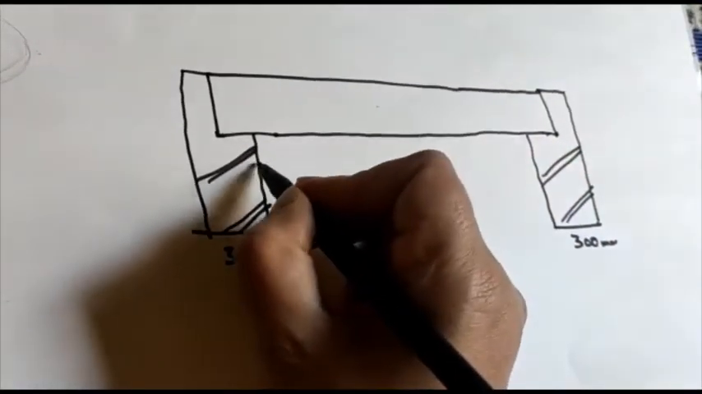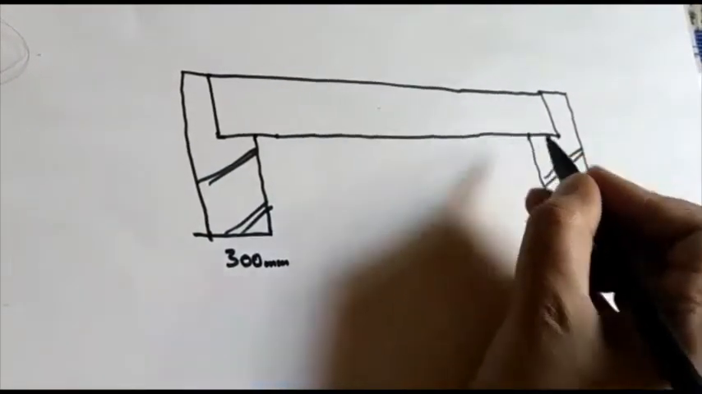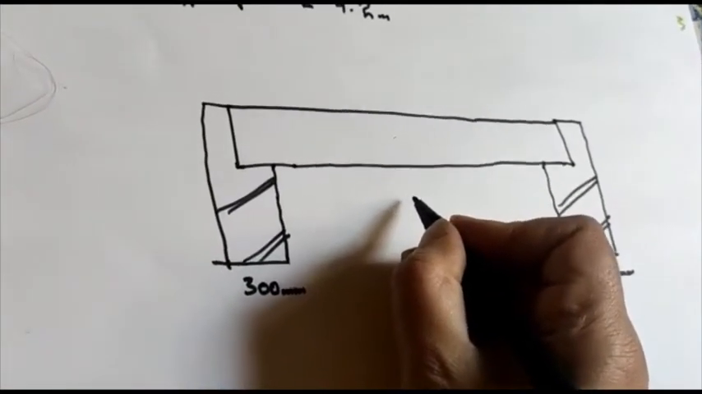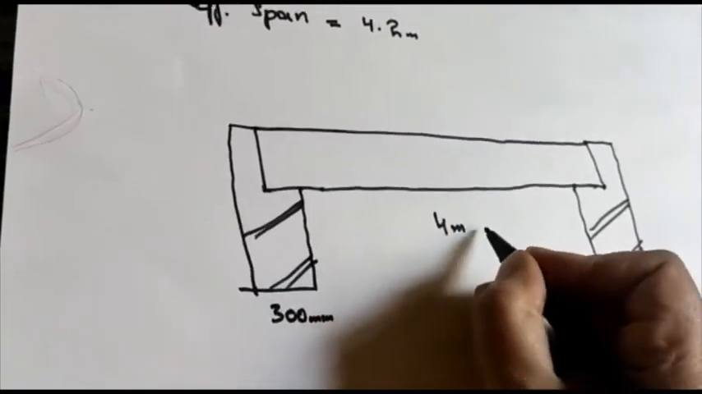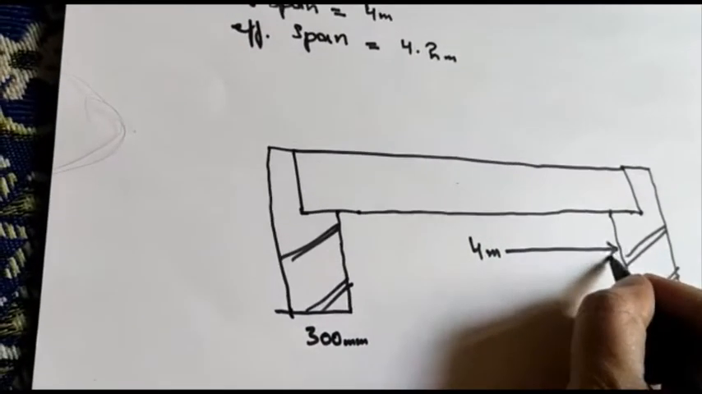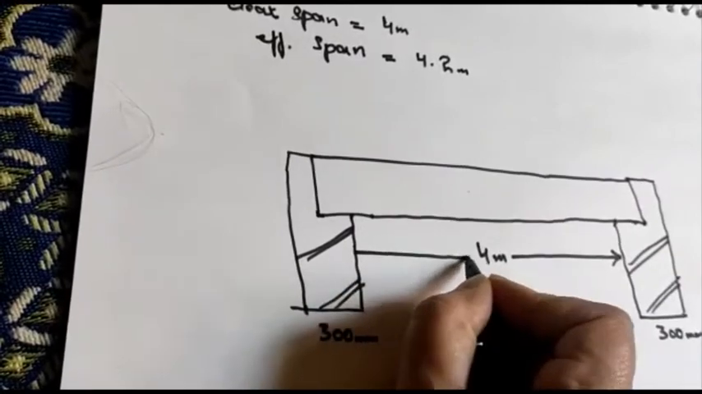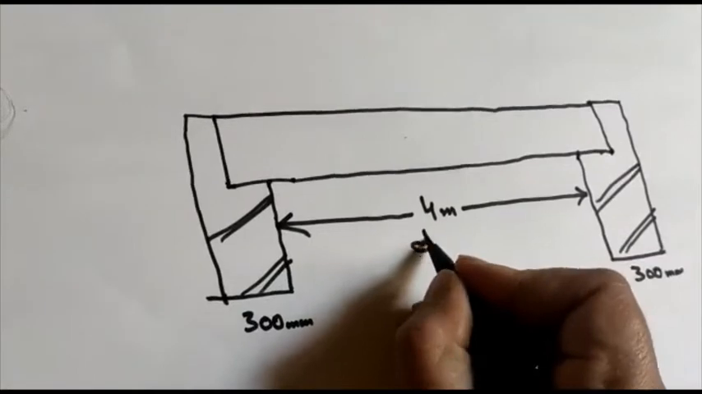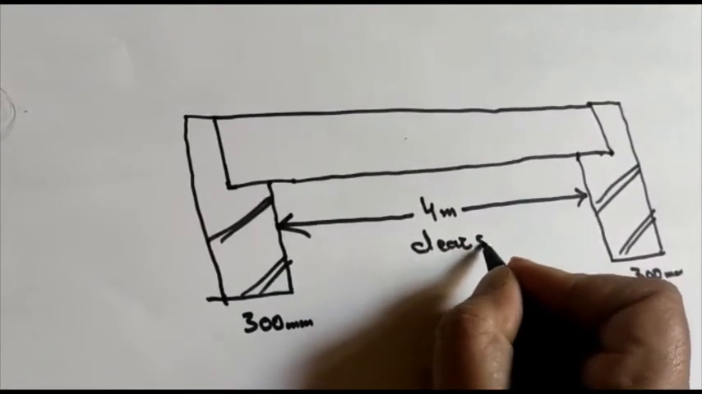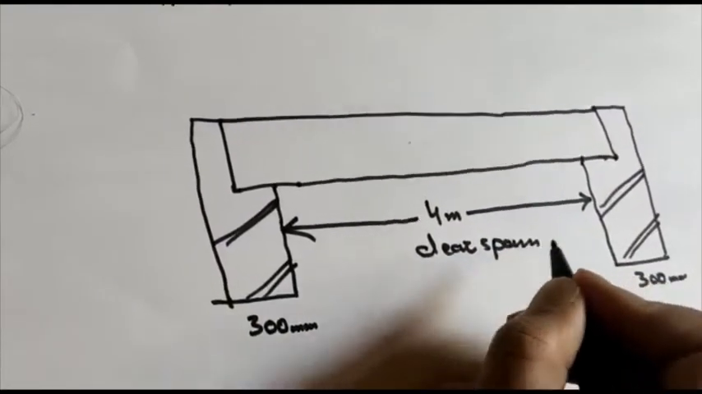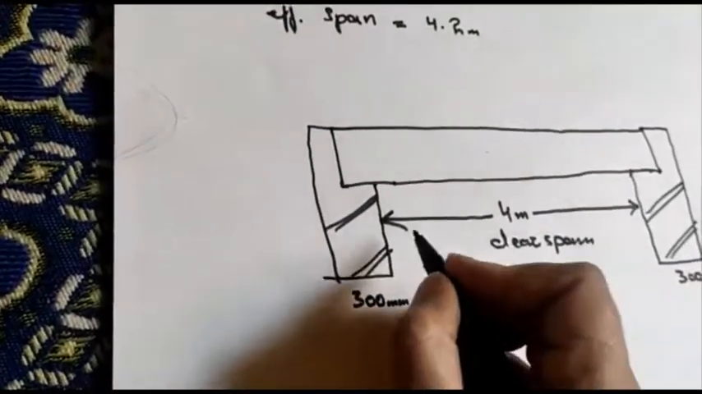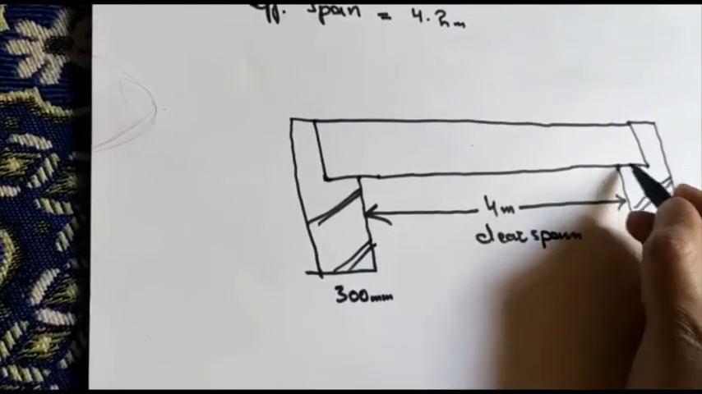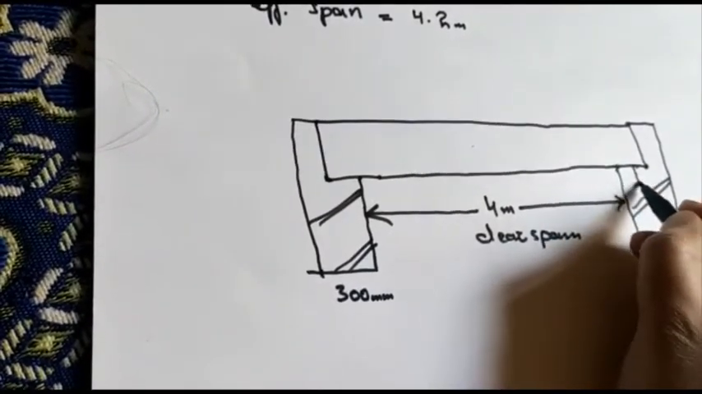Now clear span is the distance between two supports. This is clear span here, 4 meter. Support to support distance. This is clear span. And effective span is measured from the mid of this beam.